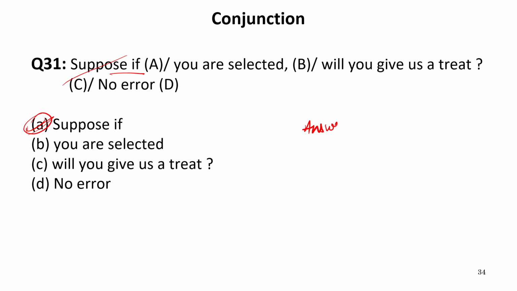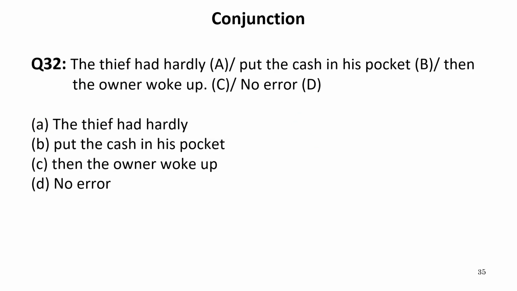Well, we need not rectify the sentence. We have to just spot that particular error. So we are able to do this. That is A. If your answer is also A, it means you are correct. Now let us move to the next one. The thief had hardly put the cash in his pocket, then the owner woke up. And we know well that after hardly we use when to make it pair. So this then should be replaced with when. So the error is in part C. So our answer is C, which is again very, very simple.